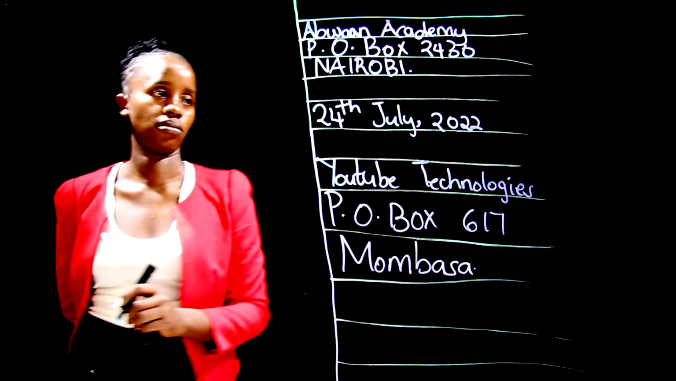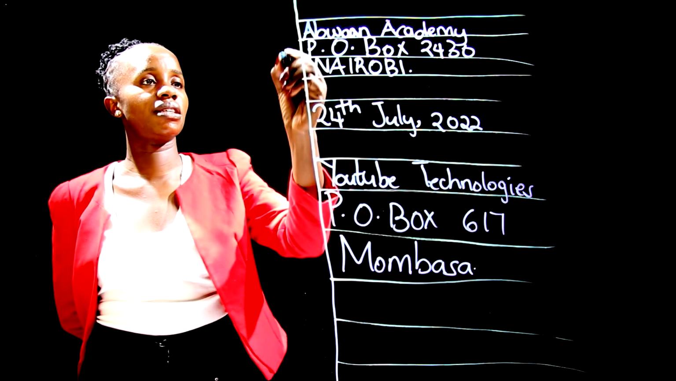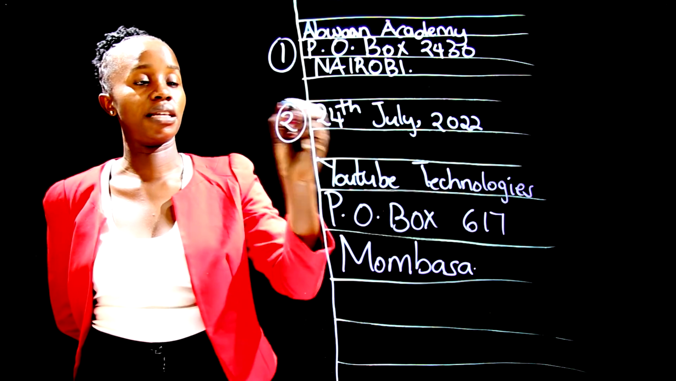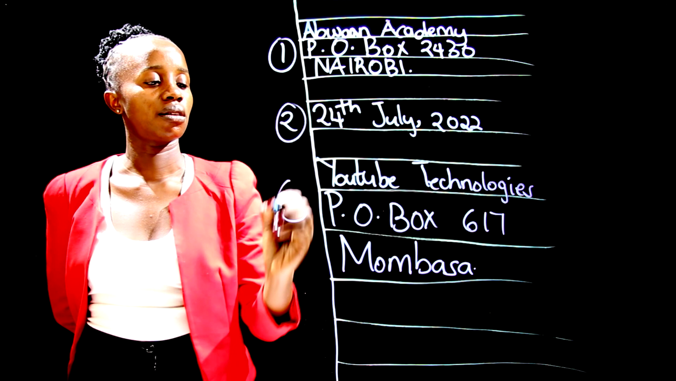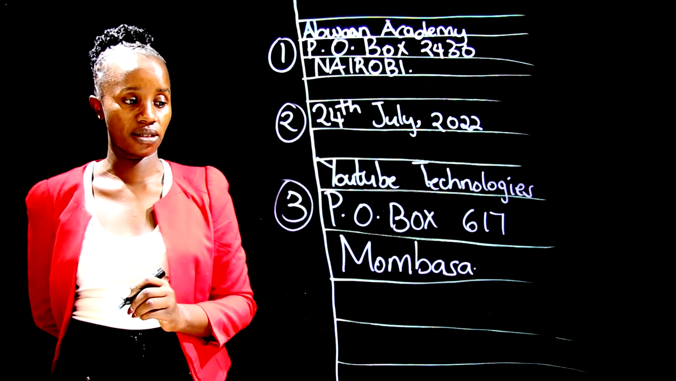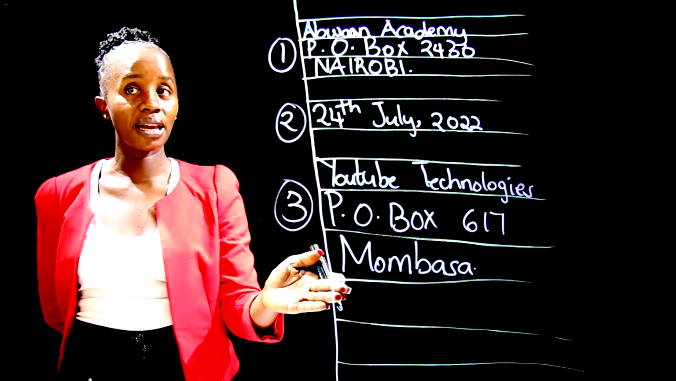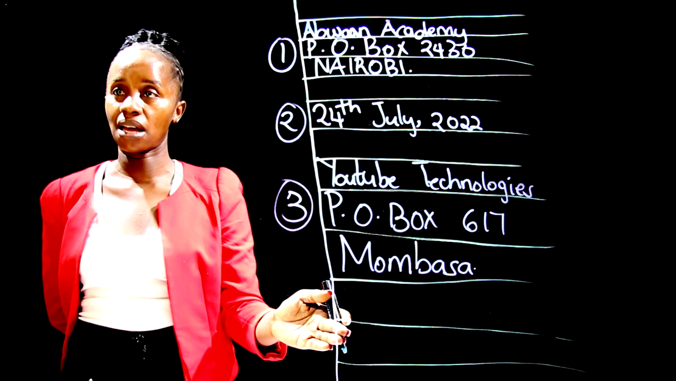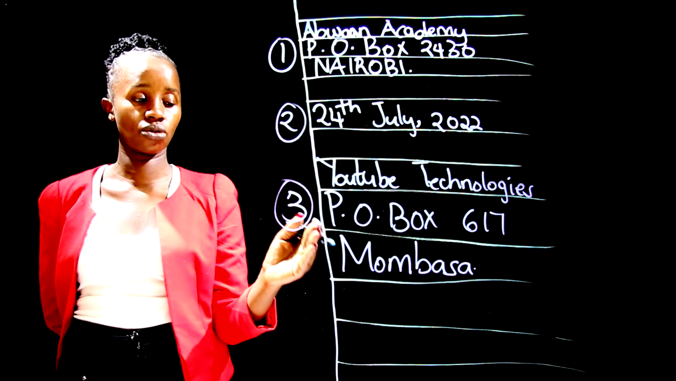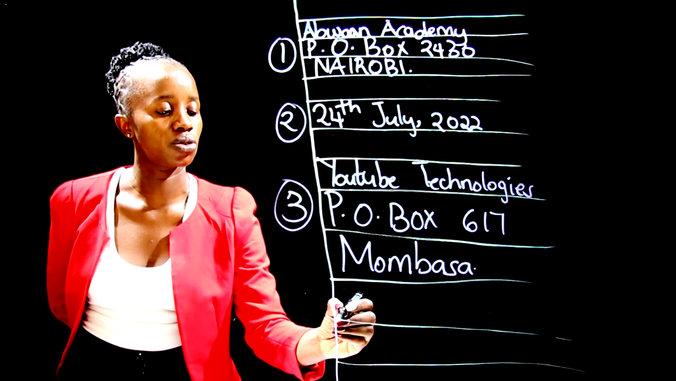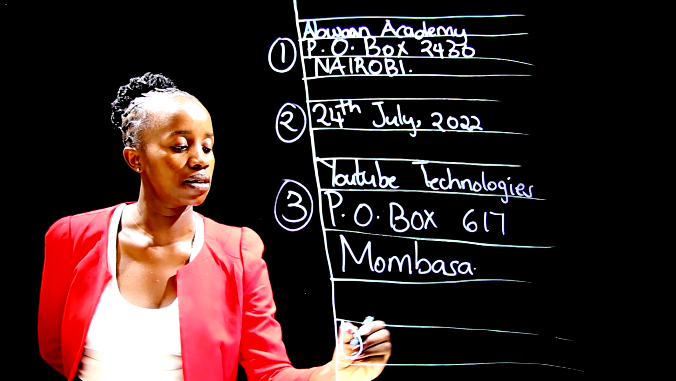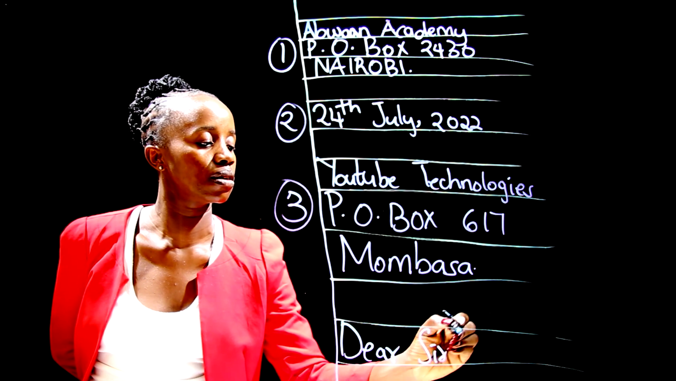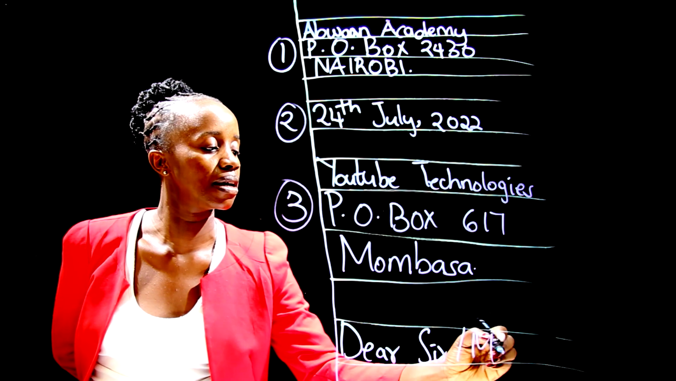Full stop. Okay, so this is your address, the date, recipient's address. Then you skip a line again. Now you go to the salutation. You remember the dear sir stroke madam? That is what you'll do. You'll write dear sir stroke madam.